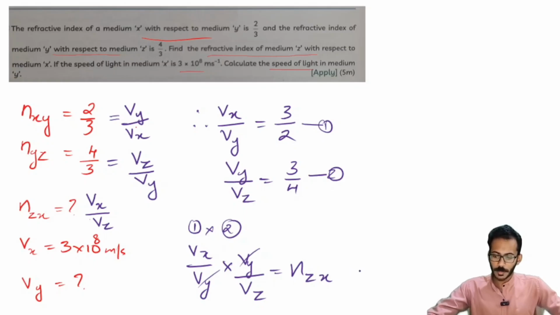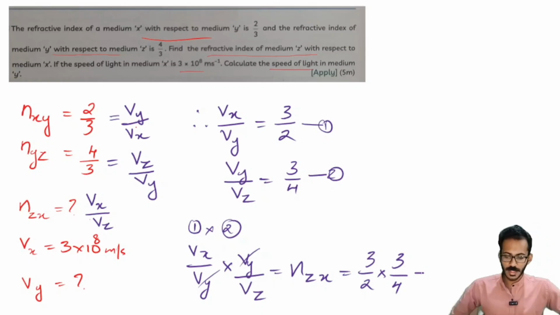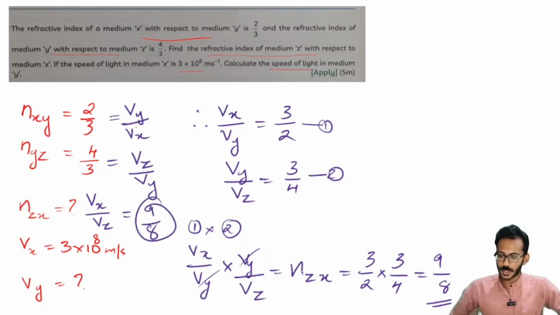Okay, now let me write the values of this. That is equal to Vx by Vy. What is the value of Vx by Vy? That is 3 by 2 into, what was Vy by Vz? Vy by Vz was 3 by 4. So now the value that we get is 3 3s are 9 divided by 2 4s are 8. So our first answer is 9 by 8. So Nzx is equal to 9 by 8. We got the answer. The first answer is there.